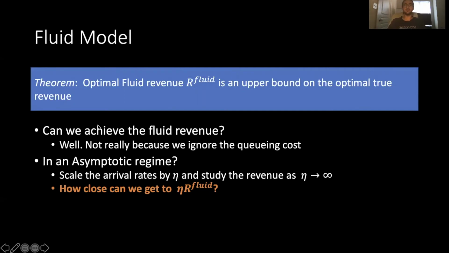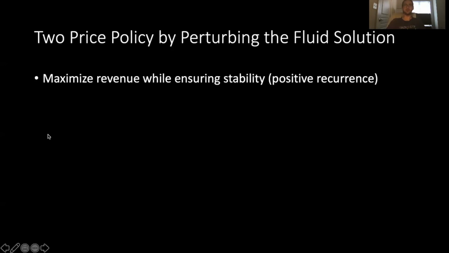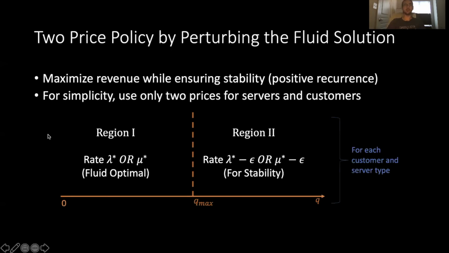From our previous discussion on stability, we know that you either need to have a finite buffer or you need to vary the arrival rates with Q length to achieve stability so that the expected Q length is well defined. In addition, from fluid model, we know that it gives an optimal fluid revenue which cannot be achieved by any policy under which the system is stable. Motivated by the two intuitions, we define a two-price policy by perturbing the fluid solution. The objective being maximizing revenue while ensuring stability and also keeping the pricing policy simplified. It is defined as follows.